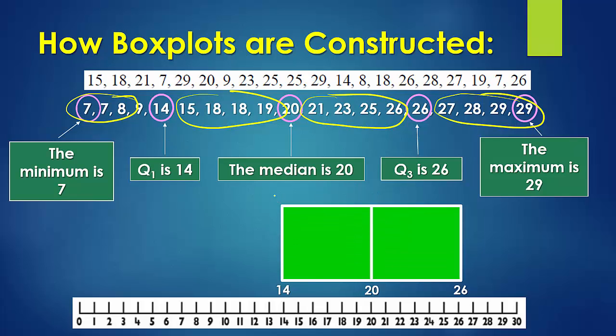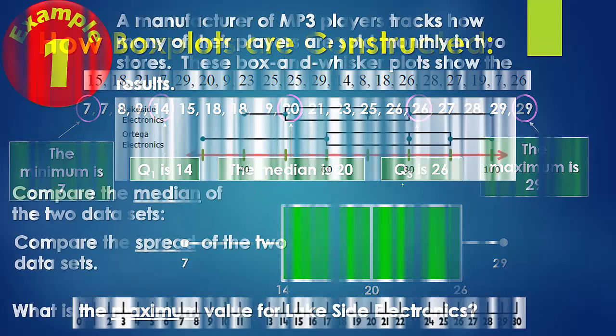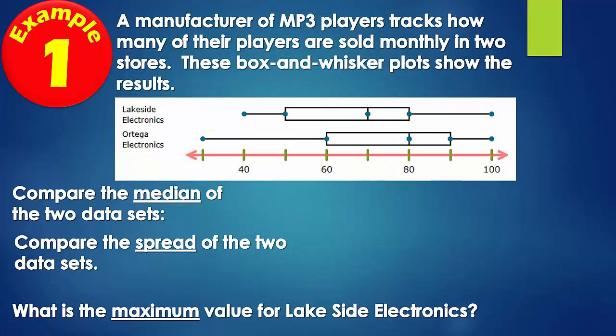Your Q1 would be this right here. Your Q3 would be this, and then you would construct your whiskers. And it's important to label them too, so you're not just going off a number line. So let's take a look at the first example.